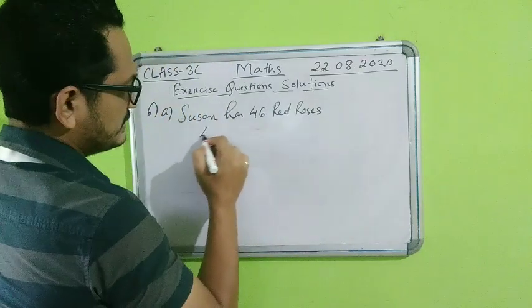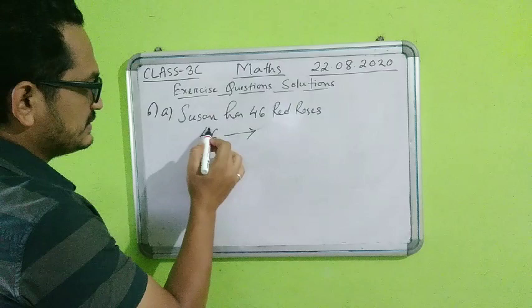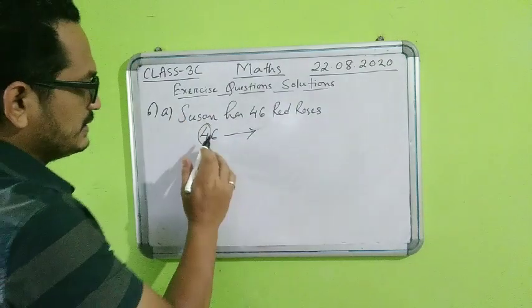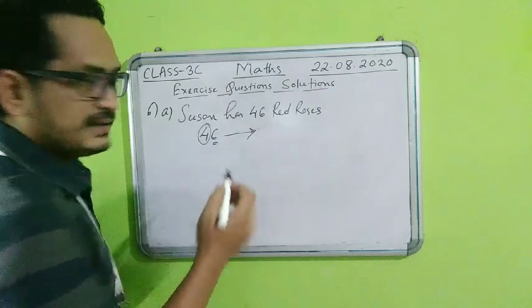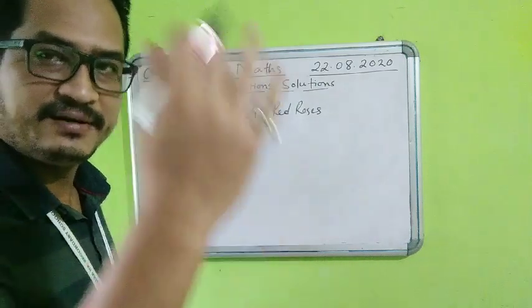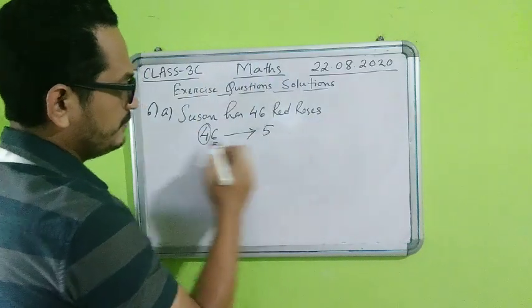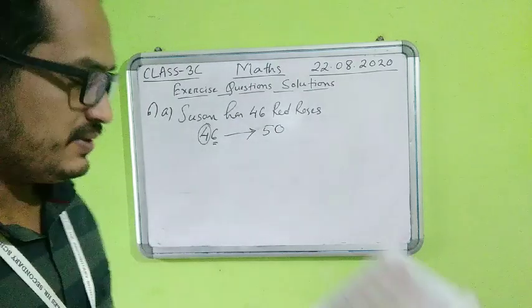Now, 46, if we round it off: this is the ones place and this is the tens place, because we are always rounding off to the nearest tens. The next digit is 6, and this 6 is greater than 5. If it is greater than or equal to 5, then you have to add 1 to this 4. So 4 will become 5 and 6 will become 0. The new number will be 50.